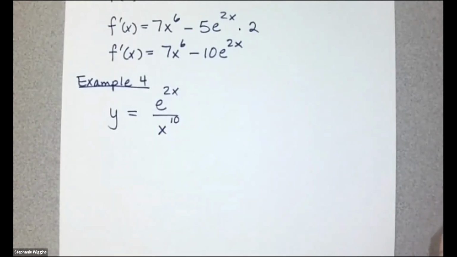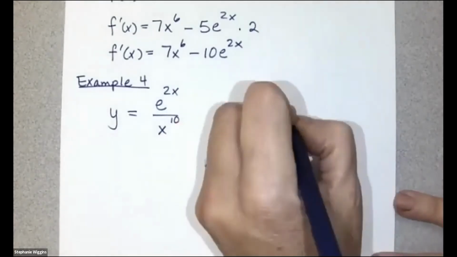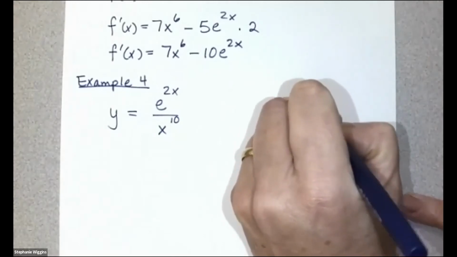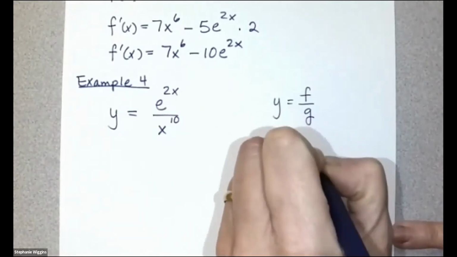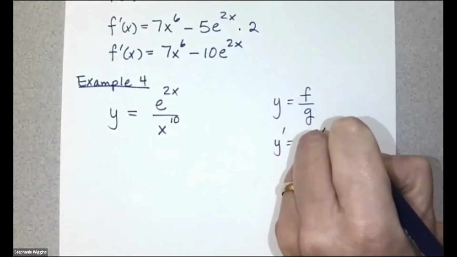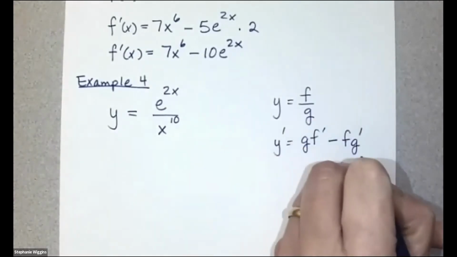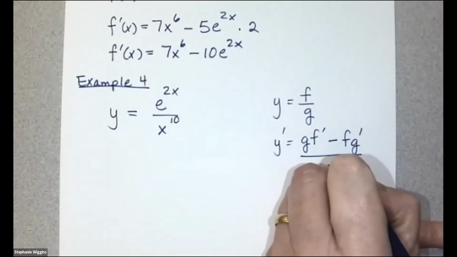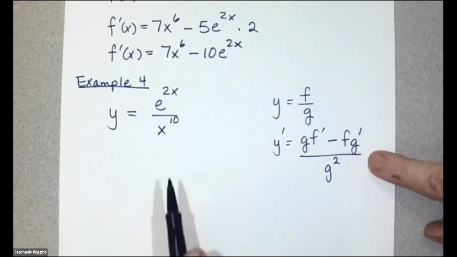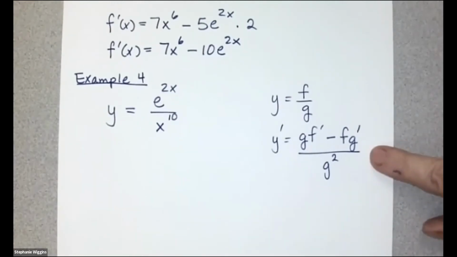We have a quotient here, so we're going to use the quotient rule. And if you will recall, if you have two functions that are divided like this, the derivative is the bottom function times the derivative of the top minus the top function times the derivative of the bottom divided by the bottom function squared. This is the quotient rule. And because I have a quotient here, I'm going to apply this rule.